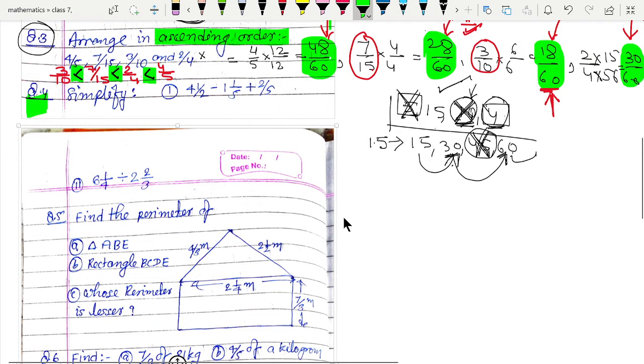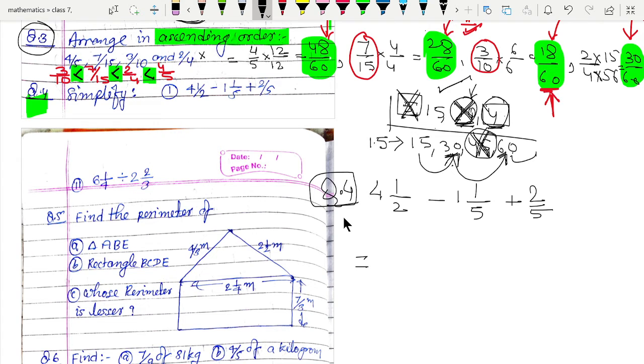Here we have to simplify question number 4: 4 whole 1 by 2 minus 1 whole 1 by 5 plus 2 by 5. Question number 4. Now tell me what to do first. The very first part of the question is to change it into improper fraction. Am I audible?